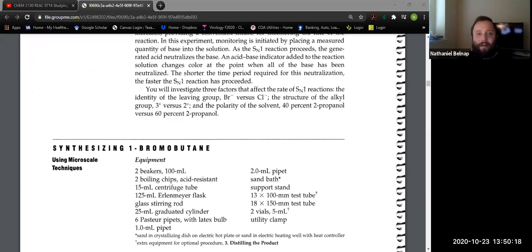All right, y'all. Well, this is a pretty easy lab. So just be ready for next week. We're doing qualitative tests for the hydroxyl group in organic compounds. So be ready for that one.